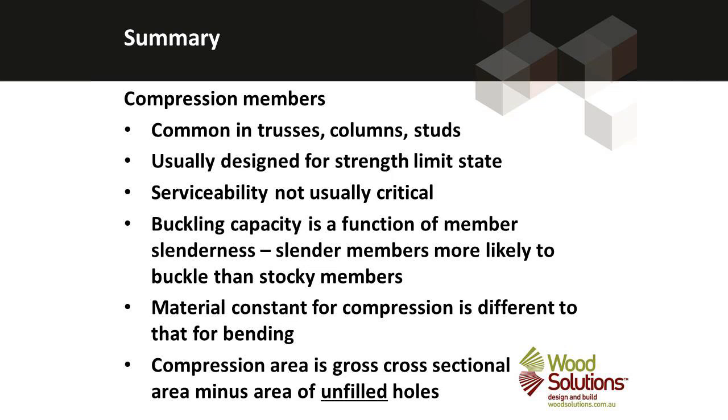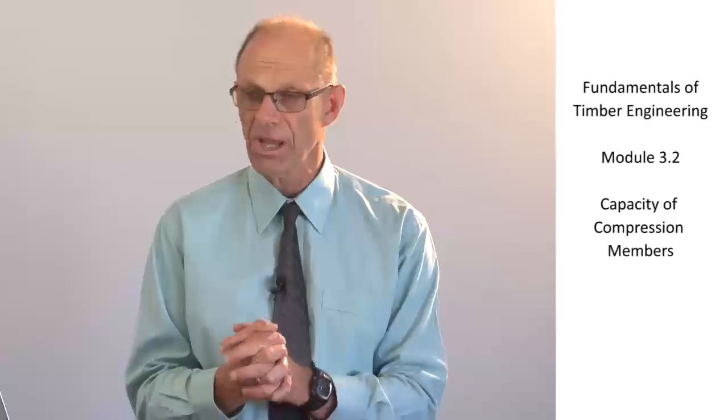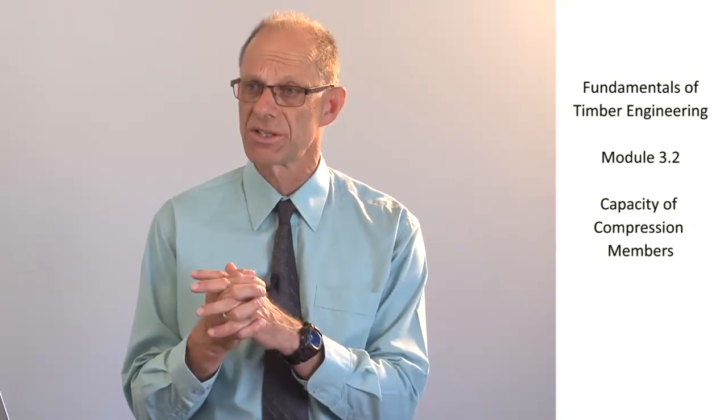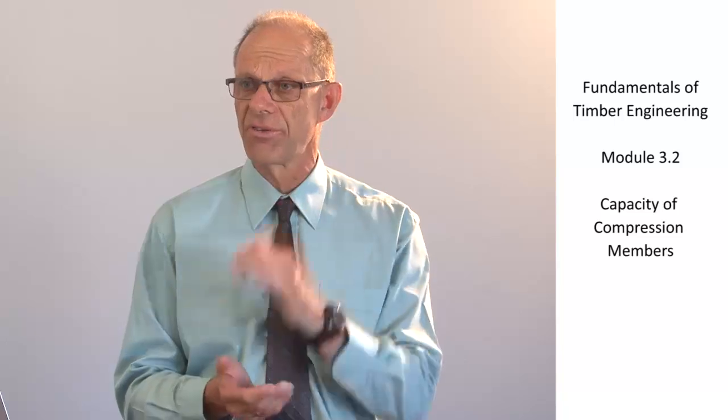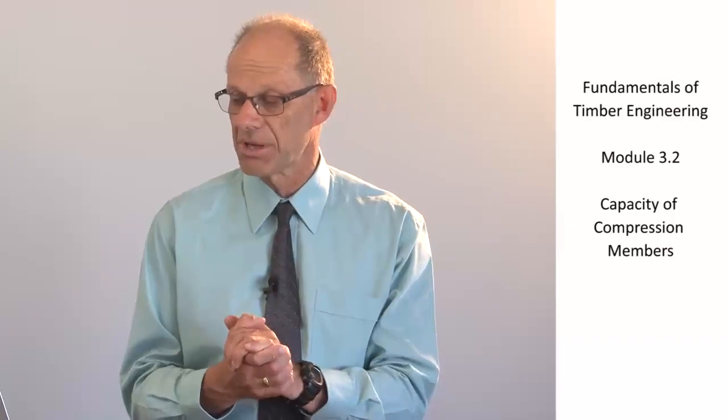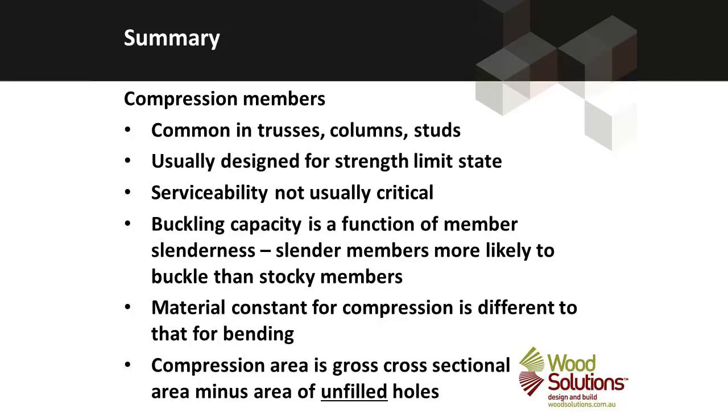They're usually designed for the strength limit state, and we can check them for the serviceability limit state, but it's rare that the serviceability limit state governs the design. Buckling capacity is really important, and the buckling capacity is related to the slenderness, which is dictated by the length of the compression member, and in particular the distance between the lateral restraints of the compression member. The material constant we use to evaluate k12 is different for the compression member to the bending member. Rho c is different to rho b. And finally, the compression area is the gross cross-sectional area minus the area of unfilled holes.